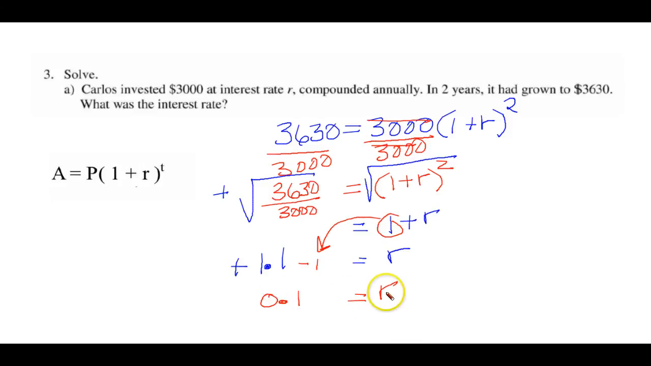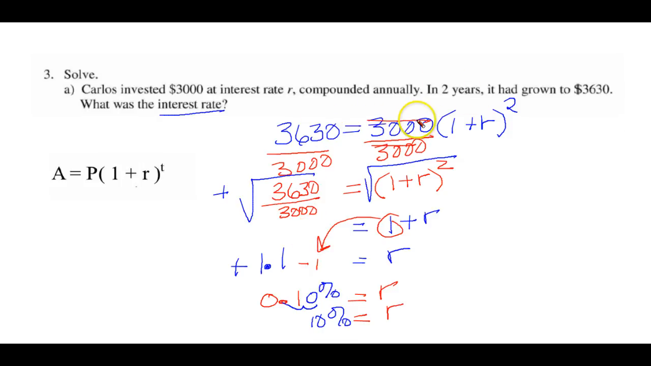0.1. Now this is a rate. Right now it's a decimal fraction. What will be the percent of 0.1? Well, we make something a percent by moving the decimal place over 2 places and adding a percent sign. So this will be 10%. So what was the interest rate? Using this formula, 10%.